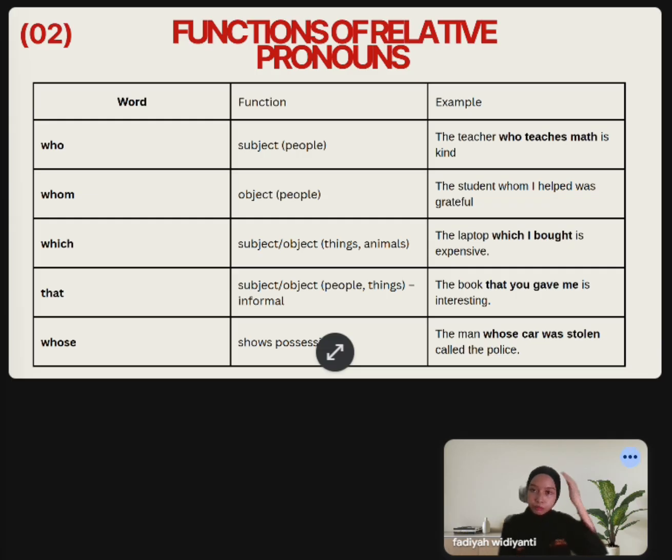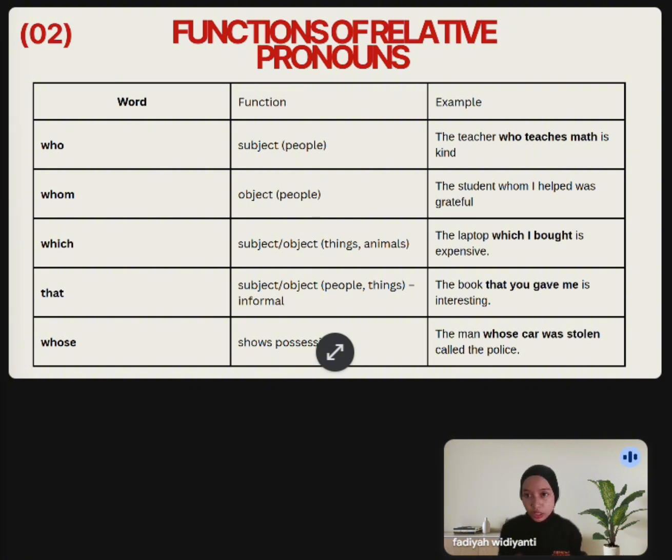And second, whom. Whom is for people and functions as the object. For example, the student whom I helped was grateful. And then, the colleague whom we interviewed got the job.